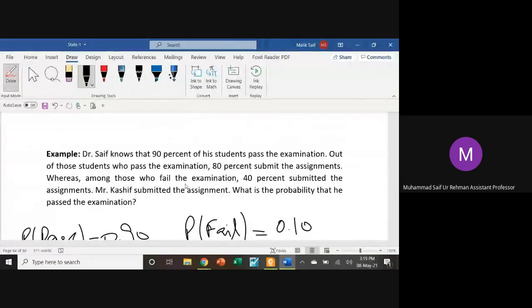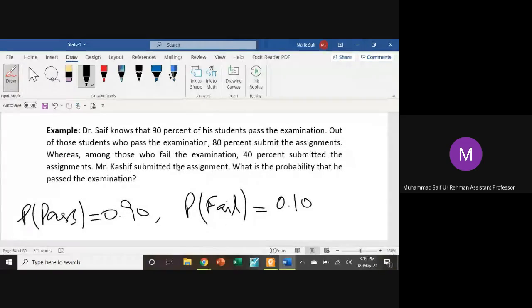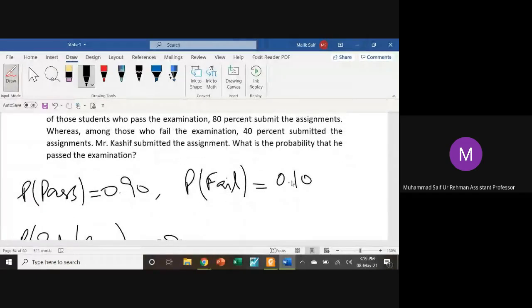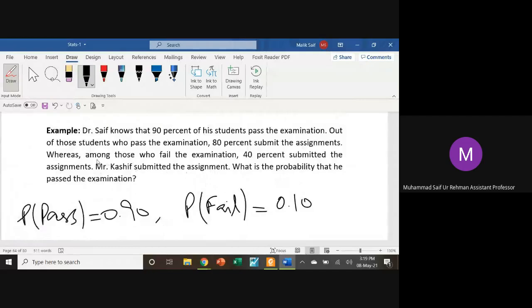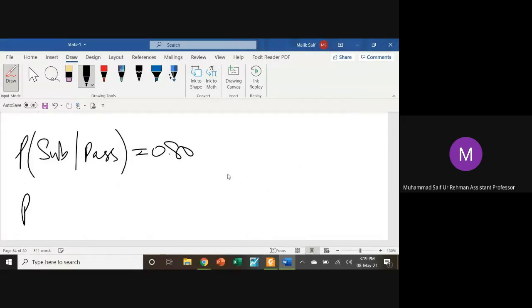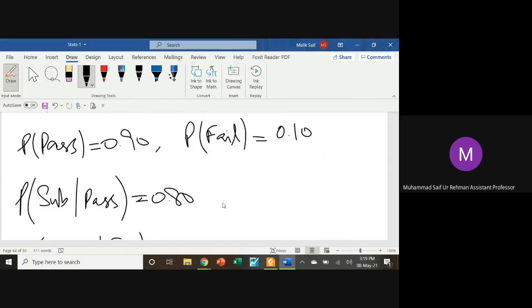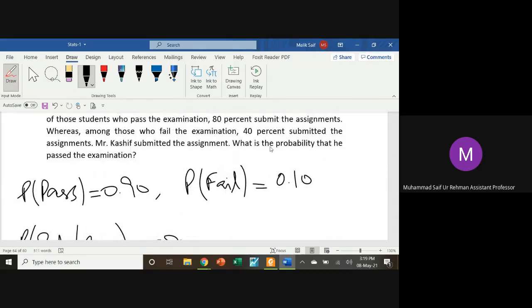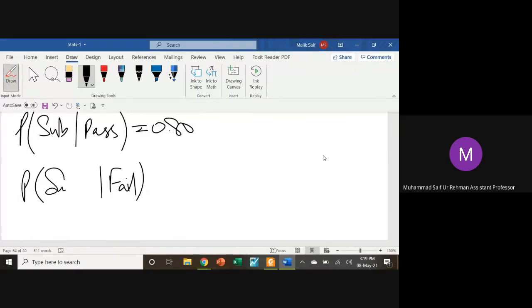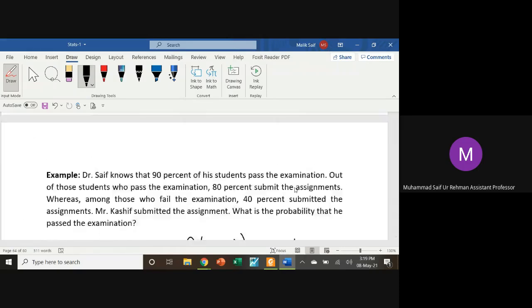Whereas among those who fail the examination, 40% submitted the assignment. Among those who fail the examination, means out of failed students, who did not pass the examination, 40% submitted the assignment. Submitted 40%. So I have converted the story into probabilities.